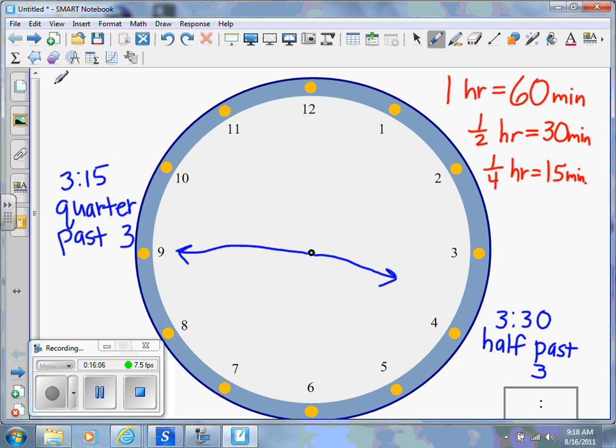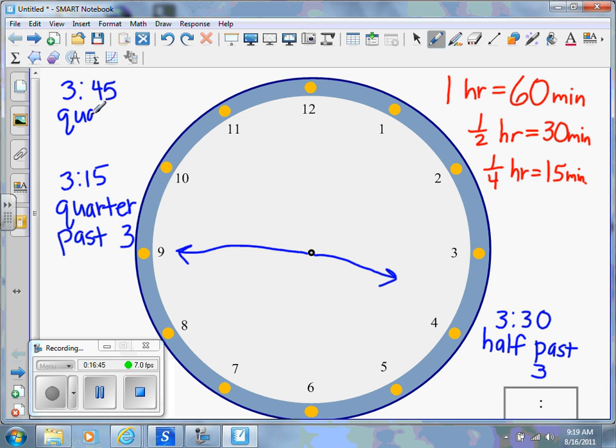Some people say, well, let's do the digital time for this first. It's pointing between the 3 and the 4, so I have to go with the one that comes before. So it's 3. And how many minutes after? Let's check it. Let's start at the 12 and count by 5s. Get ready. 5, 10, 15, 20, 25, 30, 35, 40, 45. It's 3:45. But some people call this a quarter till 4.